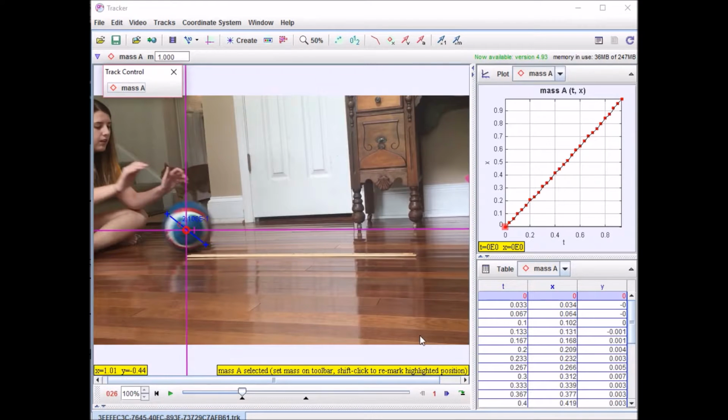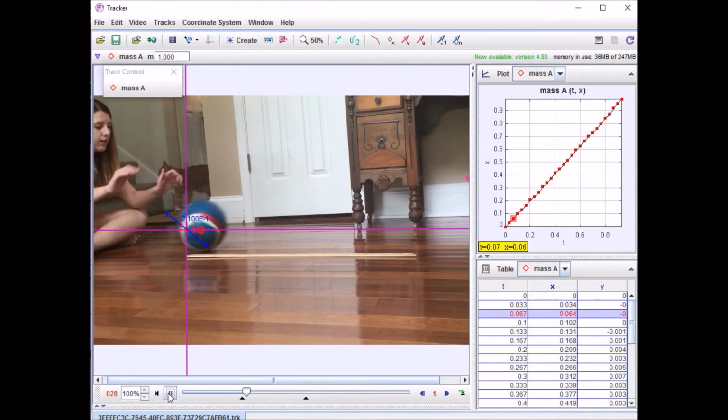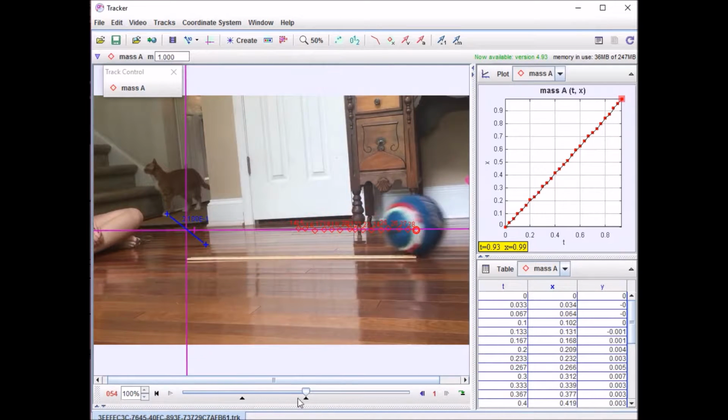So now, here's our video and tracker. We're only analyzing a portion of the video in the middle where the velocity is constant. As we track the ball's position at relative time intervals, tracker gives us two things to take note of. First, it shows us a table of time values, x position values, and y position values. For this lab, we're only concerned with the time values and x position values.